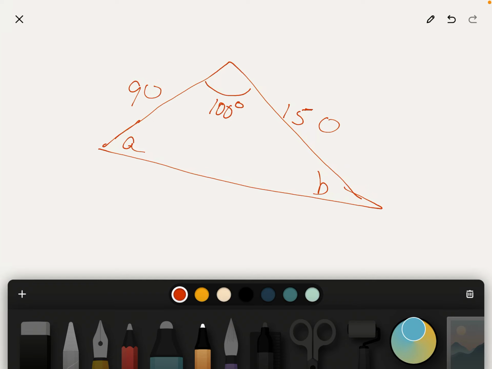Okay, finally, let's say that the boat problem was a little different, and it turns out that this angle here is 100 degrees. Everything else is the same, 90, 150. And so how would you solve that? You want to find D, and you want to find A, let's say.